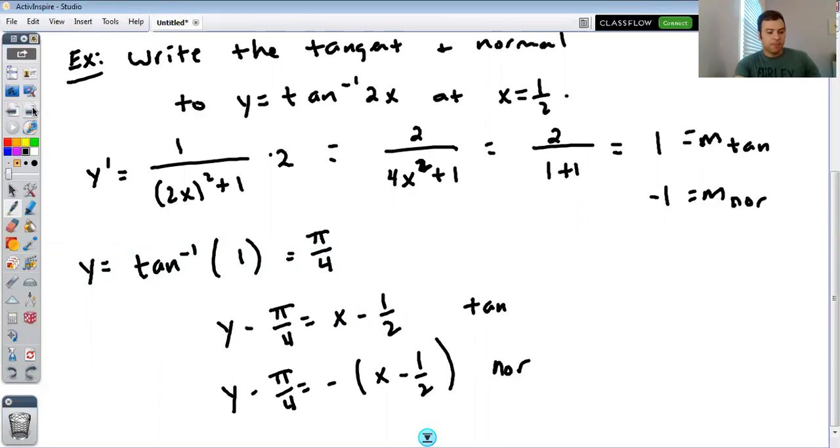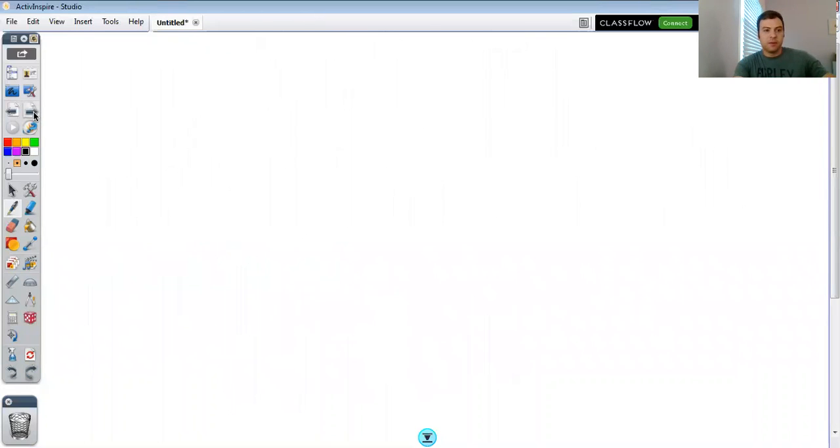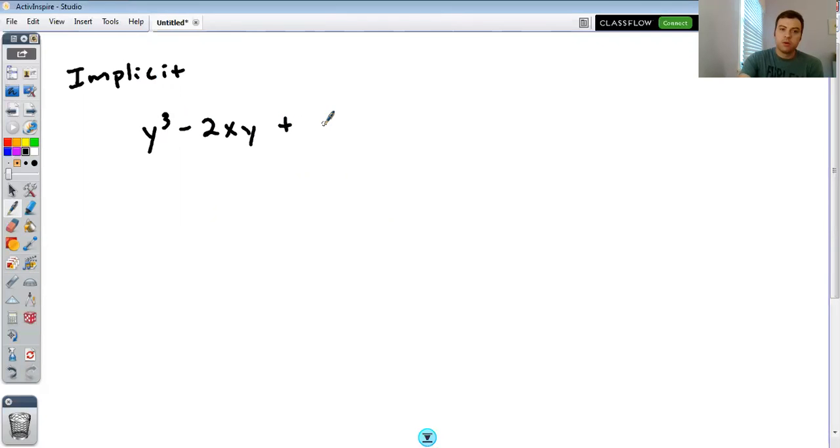Okay, one last thing today. I'd like to look at implicit. I include implicit differentiation in sort of my basics because this should be pretty easy at this point. But let's say we have a problem. Let's say y cubed minus 2xy plus x squared is equal to 3. Let's say we need to take the derivative. What's dy dx for this problem?